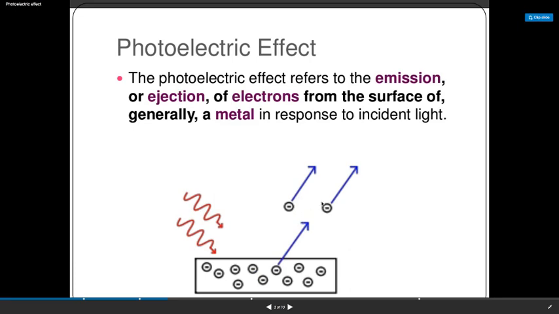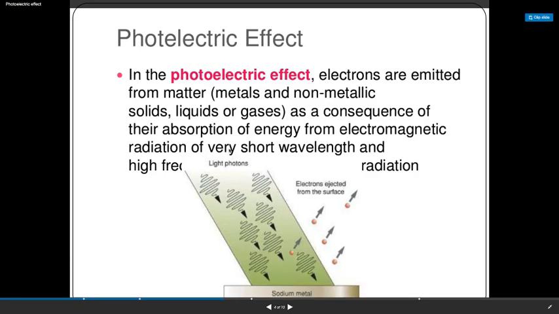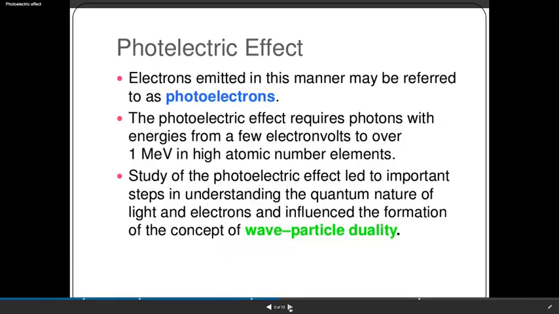Now, we're just going to say metals because we're not going to confuse it with ionization. The photoelectric effect is the release of delocalized electrons by the presence of visible and ultraviolet light and beyond. To get ionization of atomic electrons, you need something more powerful, high-end ultraviolet or X-rays or gamma rays. Okay. For the photoelectric effect, electrons are emitted from matter, metals, non-metals. Actually, we'll just stick with our metals for now in our definition. All right, electrons emitted from matter are termed photoelectrons. The photoelectric effect requires photons with energies of a few electron volts to over 1 MeV for high atomic number elements.